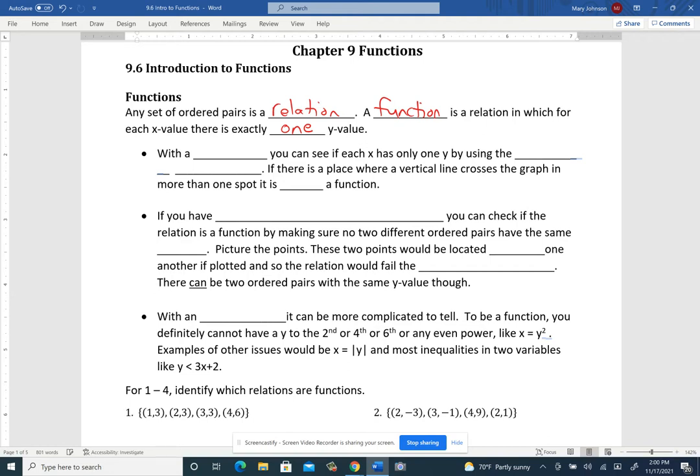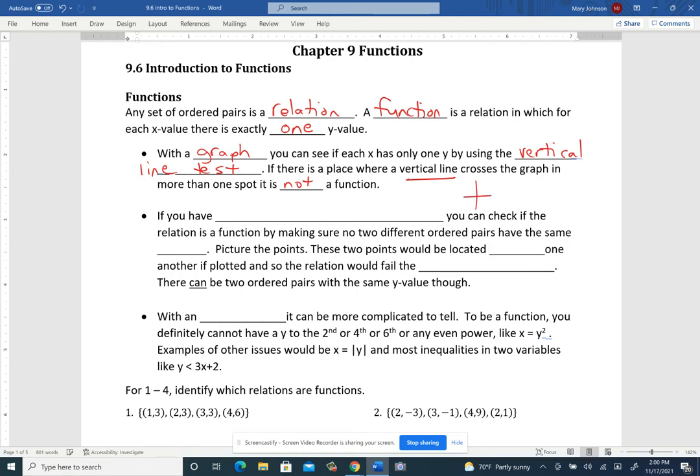All right. Now, with a graph, you can represent a relation in two variables in a variety of ways. If you have a graph, you can see if each x has only one y by using something called the vertical line test. The vertical line test. So if there is a place where a vertical line, that's this kind, goes up and down, crosses the graph in more than one spot, it is not a function.